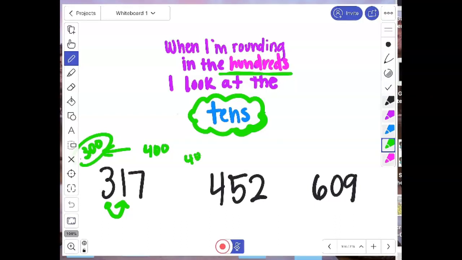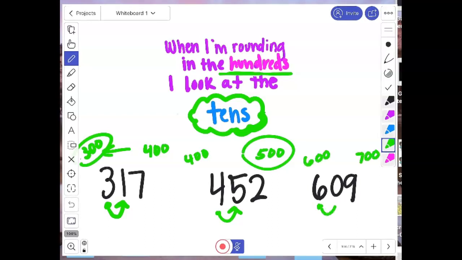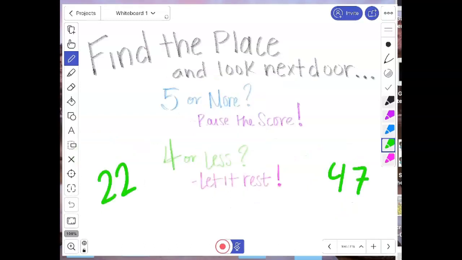452 is between 400 and 500. Find the place, look next door, 5 rounds up. 609 is between 600 and 700. Find the place, look next door, 0 rounds down. Okay? All right, let's do some practice. So remember, find the place, look next door. 5 or more, raise the score. 4 or less, let it rest.